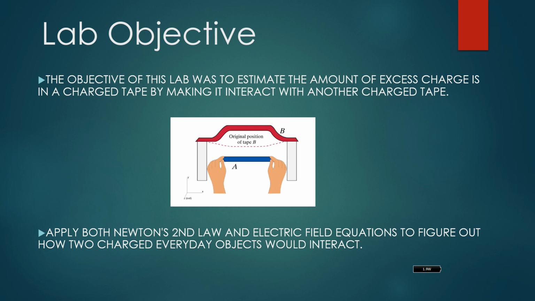This is the first experiment lab in Physics 2212. In this lab, our main objective is to find the amount of excess charge in common household items such as tape. Make simplifying assumptions to make the calculation process easier. We apply both Newton's second law and the electric field equations to find out how these charges would interact and to eventually find the answer we're looking for.